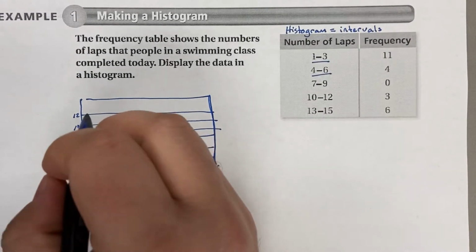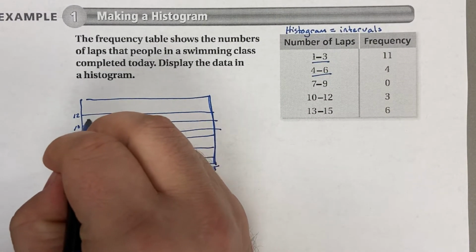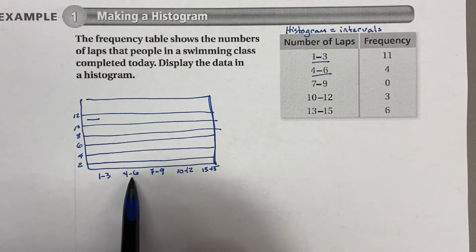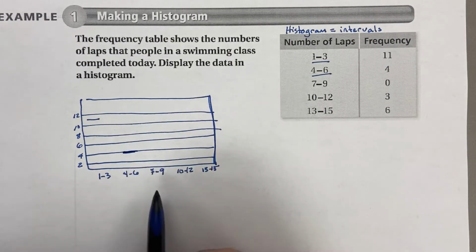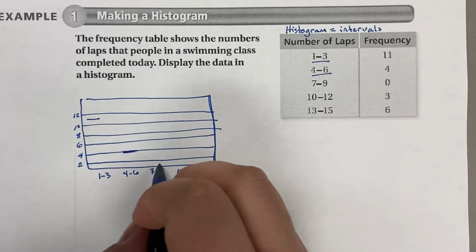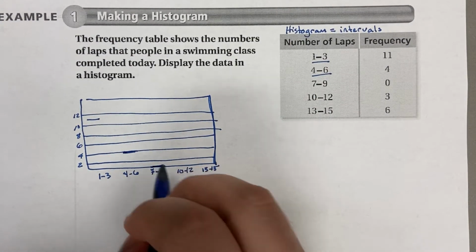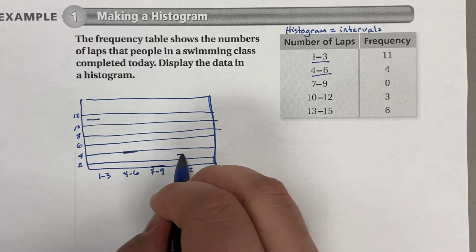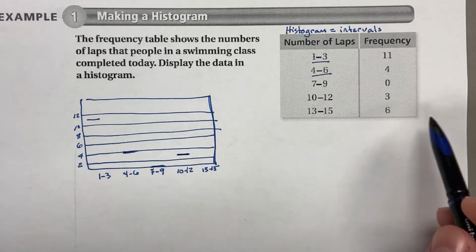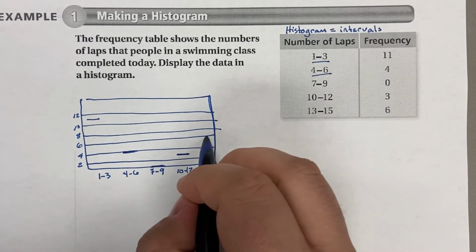So 1 to 3 is 11 times. 11 is about right here. 4 to 6 happened 4 times. That's right here. 7 to 9 is 0 times, never happened, so down here. 10 to 12 is 3 times, well that's halfway between 2 and 4. And then 13 to 15 is 6 times.